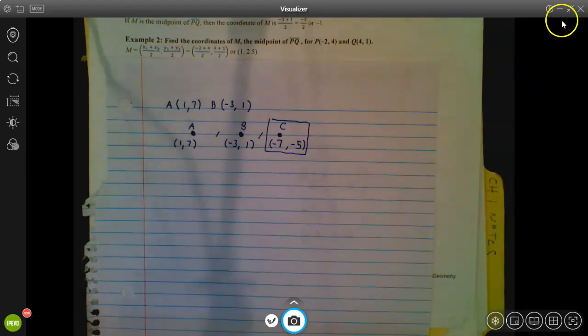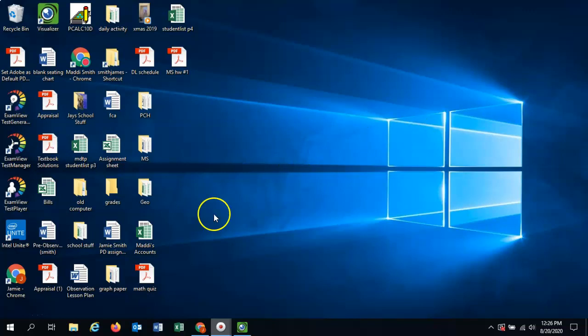Let me go back quickly to one more thing that I wanted to show you. My computer's going super slow right now, so give it a sec. It's kind of at the point where if I click on something, it takes like 5 seconds to come up. So give it a second here and I'll show you the last problem.